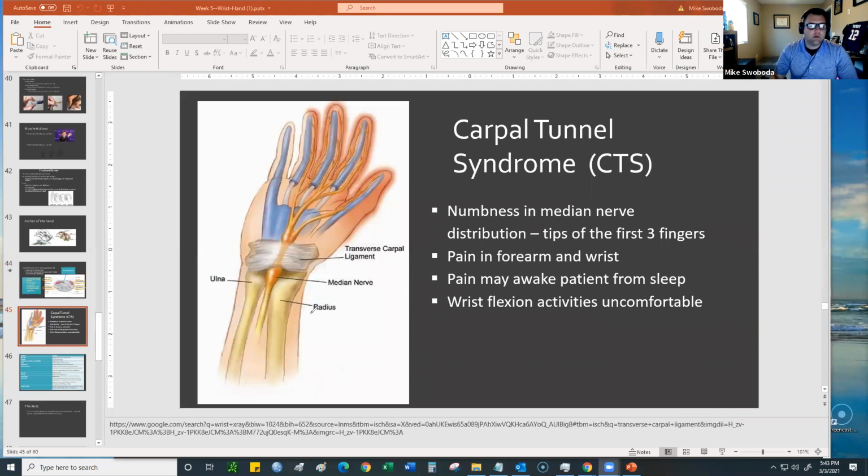But you see how carpal tunnel syndrome is going to be some sort of issue with the median nerve.